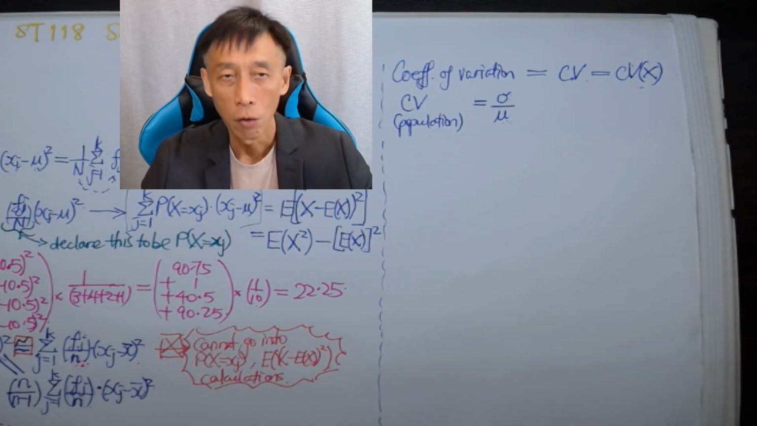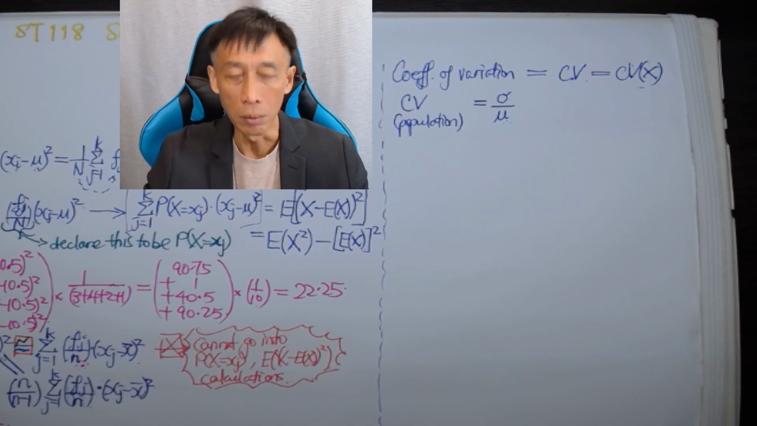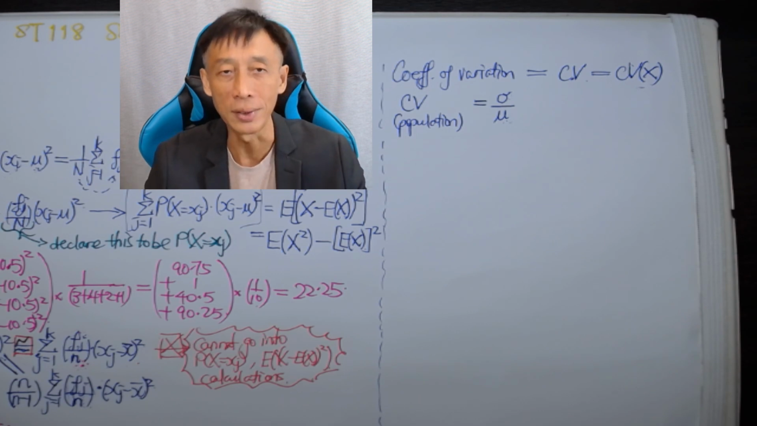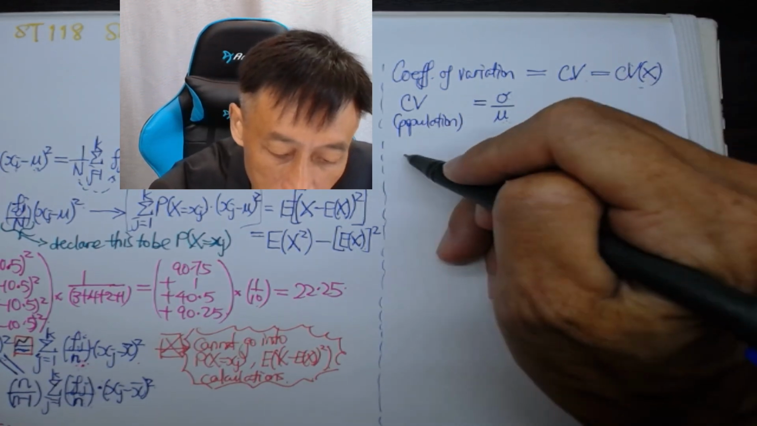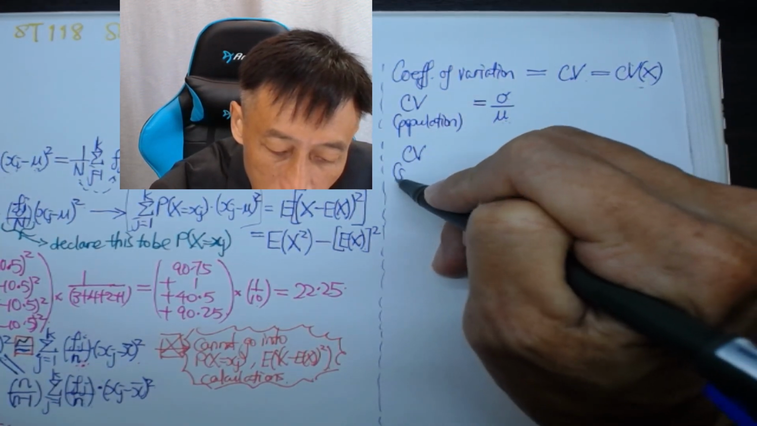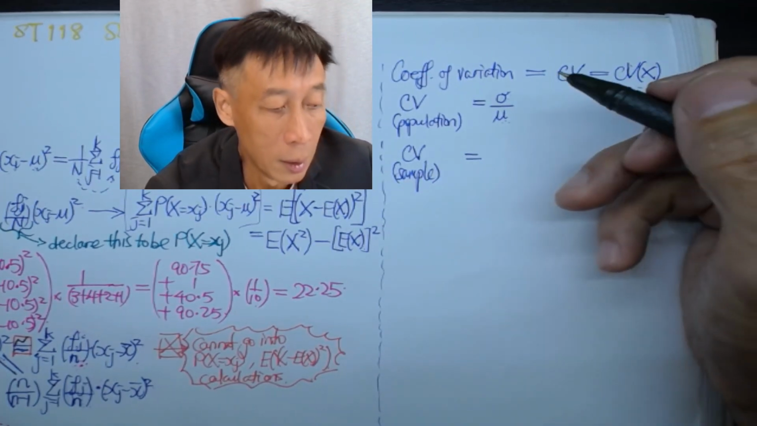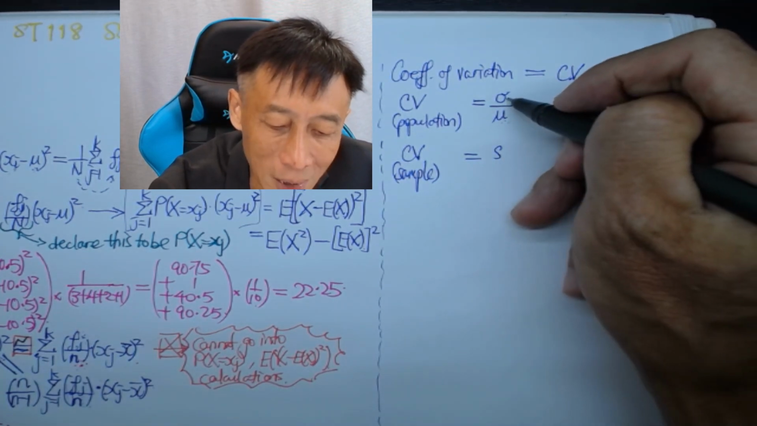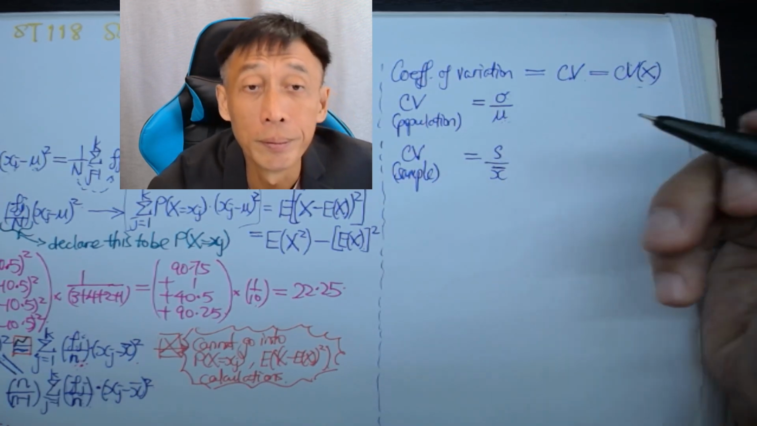So for comparison purposes, it is much better to look at CV than to just compare the values of standard deviation itself, the sigma itself. And of course, let's not forget, we also have CV for sample, which will also be calculated using point estimations. So S point estimates sigma and X bar point estimates mu, like this.